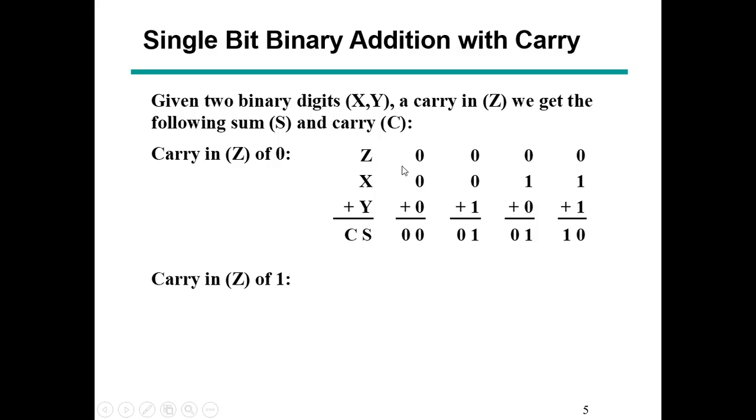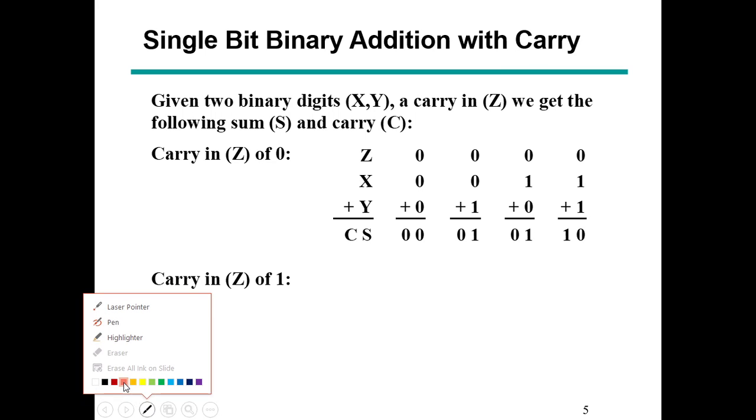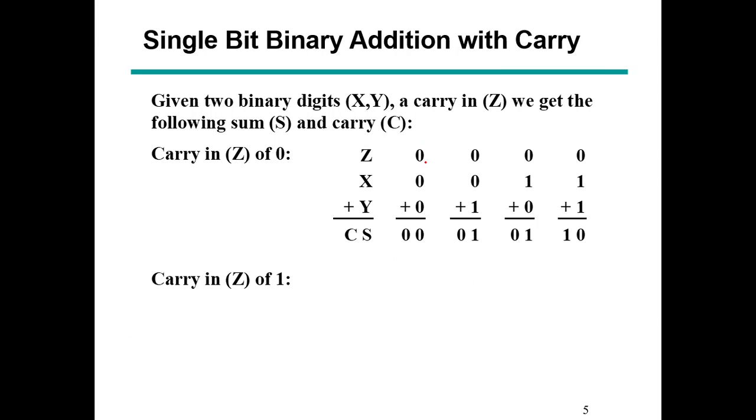Now, in the first case, the carry in from the previous addition is 0, and x and y are single bit numbers. So these are all their possible combinations: 0 0, 0 1, 1 0, 1 1. We will look at each one of them. So 0 plus 0 is 0. But we are not just going to add 0 plus 0, we are going to add the previous carry as well. So 0 plus 0 plus 0, these are three zeros. So the sum is 0 and there is no carry out. So the carry is also 0.